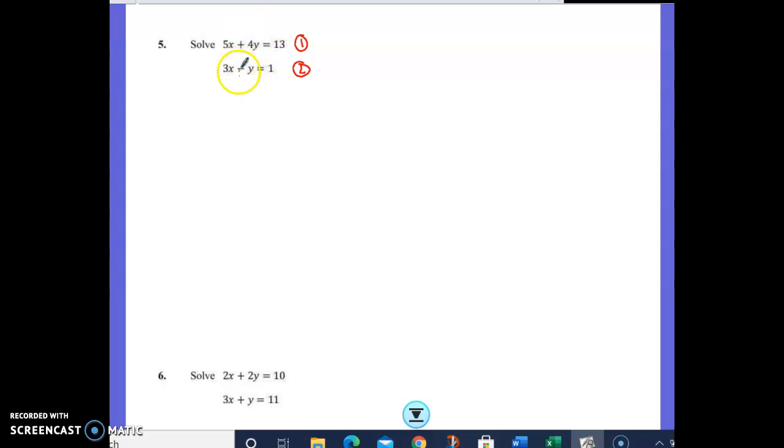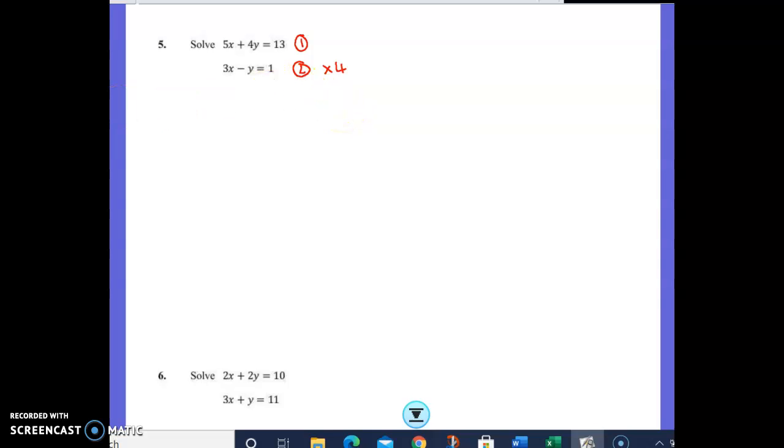Now I tend to stick to using the ones in the middle, but it actually doesn't matter. Especially with this, when you've got the different signs, it makes it easier. So here I've got 4y, here I've got y. I want to change this so they've got the same number. The smallest number that 1 and 4 both go into is 4. So I'm going to multiply this equation by 4 and get a brand new equation.